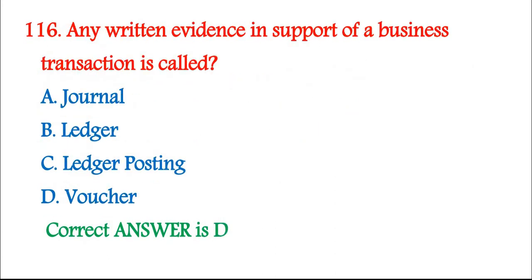116. Any written evidence in support of a business transaction is called A. Journal. B. Ledger. C. Ledger posting. D. Voucher. Correct answer is D.